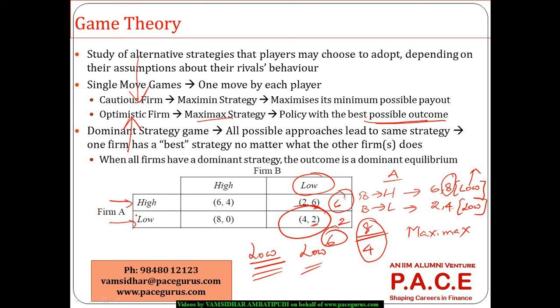Out of 4 and 8, I am looking for the best. From A's perspective, this is the best, so he has to follow a low strategy. From B's perspective, this is the best, which means he has to follow a low strategy. So that is the best possible outcome. That is what an optimistic firm's strategy will be, whereas a cautious one looks at the maximization of the minimum possible output.